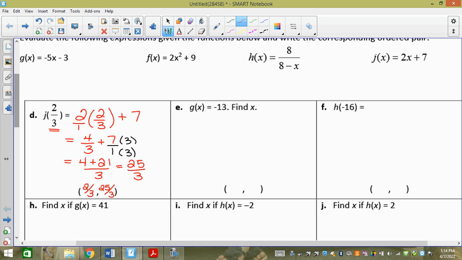So if I wrote out the g of x equation, g of x equals -5x minus 3, well, g of x actually equals -13, so I'm going to put a -13 in here. -13 equals, and the rest stays the same, -5x minus 3. So this is actually my y. So it's going to go here. And then I need to isolate x.